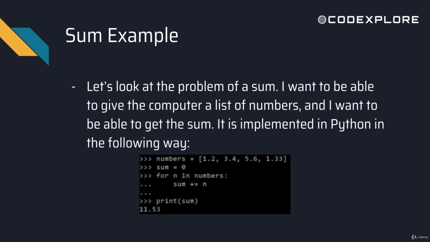So let's look at an example, okay? I want to be able to give the computer a list of numbers, and then I want it to return a sum of the numbers. We can do it in Python using the following. We can define our numbers as 1.2, 3.4, 5.6, 1.33. We're going to initialize our sum as 0, and then we're going to loop through those numbers, okay? So for every number, we're going to add it to the sum, and we're going to print out that sum. And in that case, if we were to add all the values and numbers, we get 11.53.